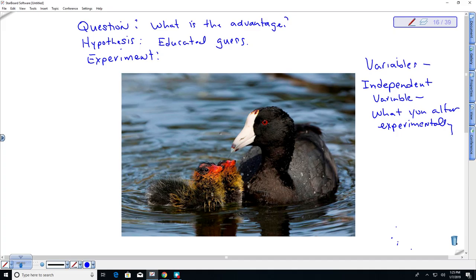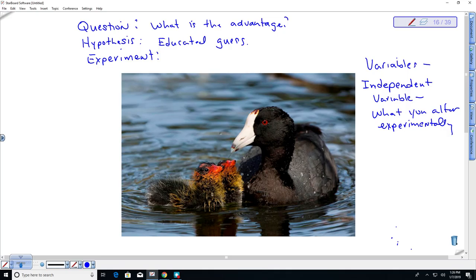So if your hypothesis is that the mother is cueing into the coloration, what might you alter? What could you do to those chicks? That wouldn't be too awful. You could dye them, right? You could dye them black, right? But it just so happens that you can actually take a pair of scissors, right? And you can trim off all of the orange, right? So this would be the coloration. If you cut off all the orange feathers, then they're all black, right? There's no difference, okay? So the coloration would be what you would manipulate.